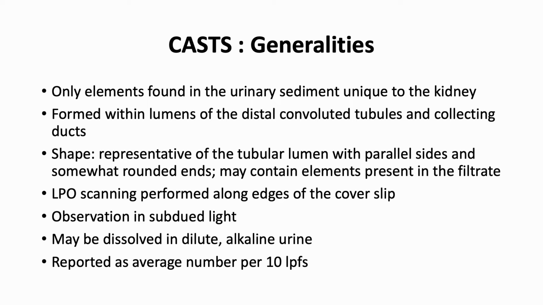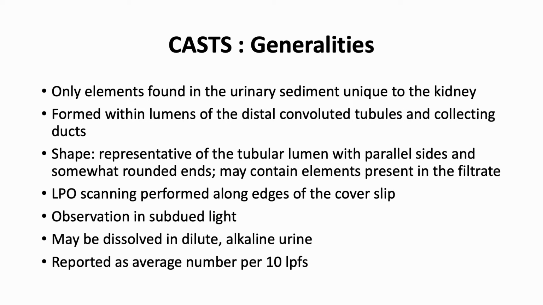Some generalities about urinary casts. These are the only elements found in the urinary sediment that are unique to the kidney. Casts provide a microscopic view of the conditions within the nephron. They are formed within the lumina of the distal convoluted tubules and collecting ducts, and their shape is somewhat representative of the tubular lumen, with parallel sides and somewhat rounded ends, and they may contain the elements present in the glomerular filtrate. They ought to be examined along the edges of the cover slip on low power, where they tend to aggregate.